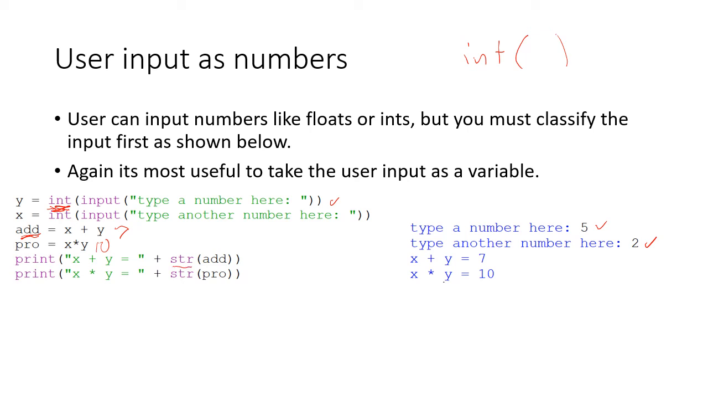Again, to combine those, since add and pro are both integers, we have to turn them into strings first. So str for add, so we'll print off x plus y equals 7, and x times y equals, again we have to turn the product, or the pro, into a string before we can combine it. So that's going to equal 10, and it'll print off x times y equals 10. If we did not have these strs here, the program would give us an error because we'd be trying to combine strings with ints, which doesn't work and gives us an error.